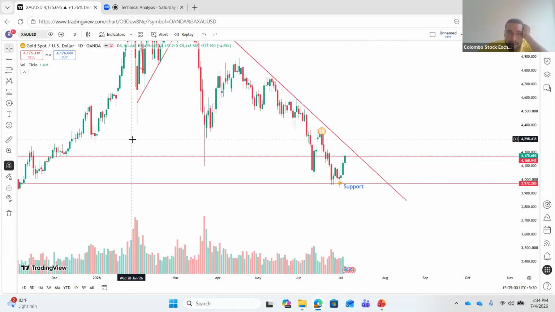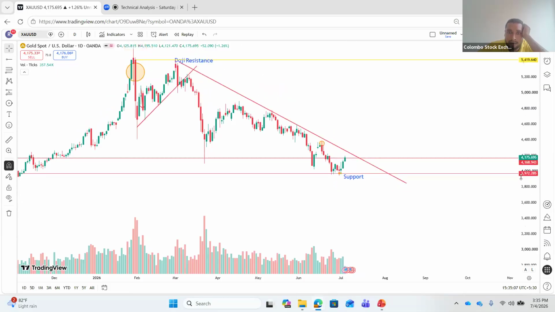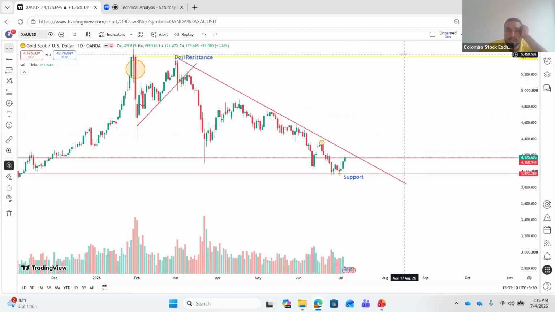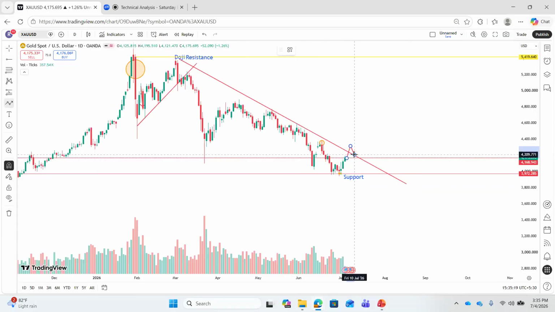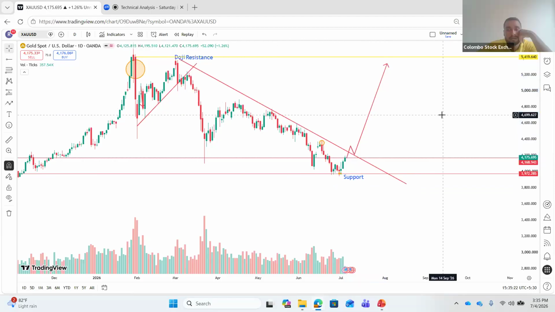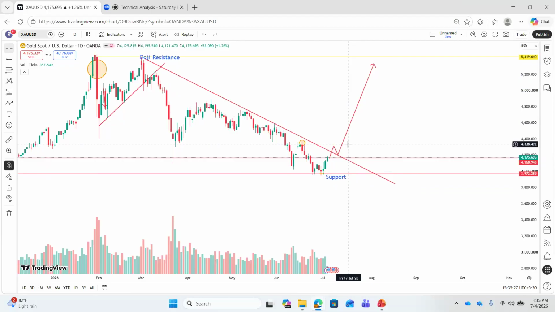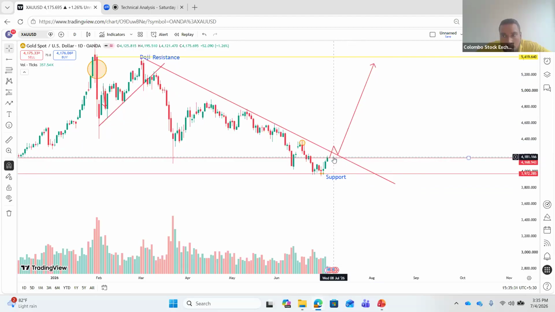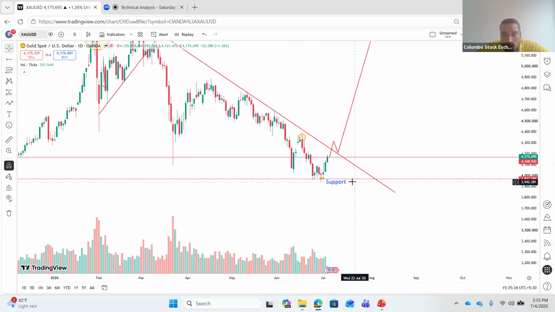If we see a green candle close above this level with high volume, then the price might go back to this level. Is there any possibility of it going into a downtrend again, to the evening star level? Sorry, there's a possibility that it goes again to the evening star level. You mean gold going down below this level?